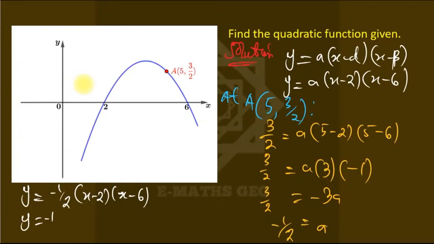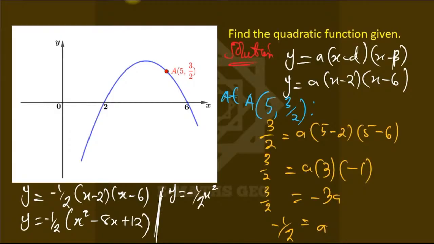So we're expanding. Opening the bracket, we have x squared minus 8x plus 12. Yes. So now we have the general form. Remember I told you we have 3 forms, so we're moving to the third form, which is the general form. If I expand the bracket now, I have minus half x squared plus 4x minus 6. So that's the answer.